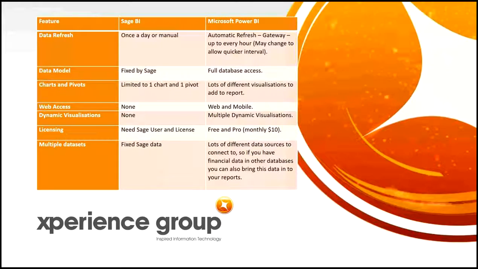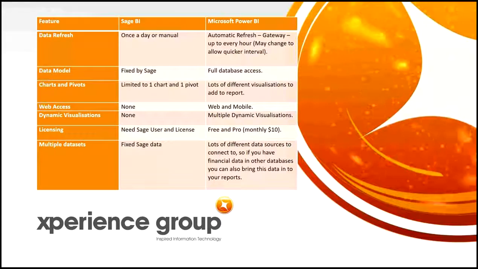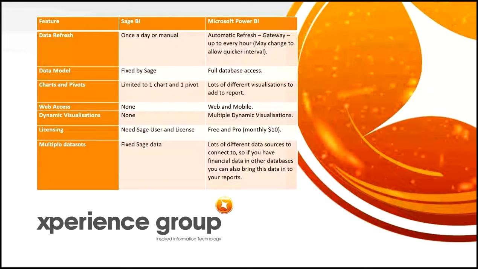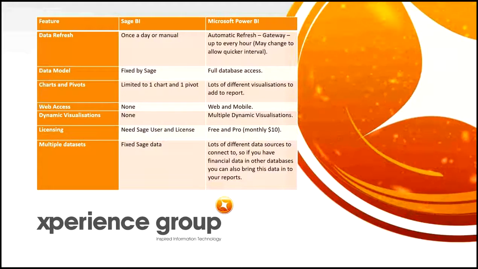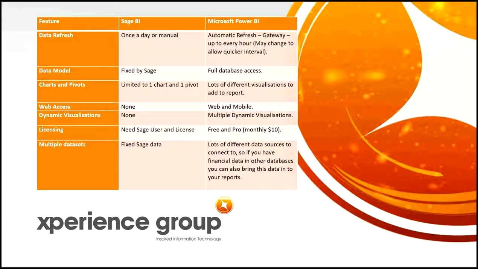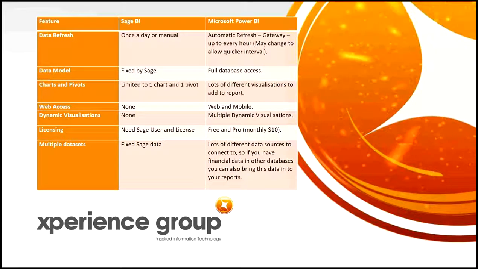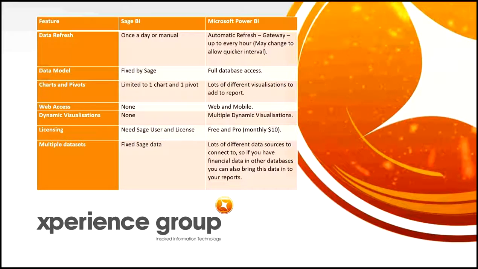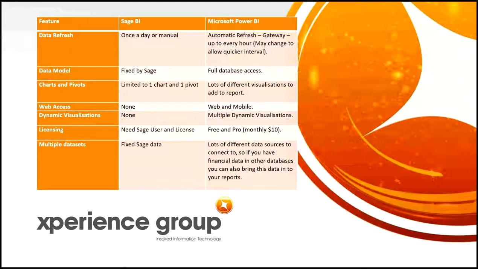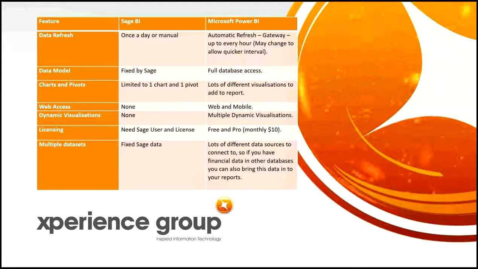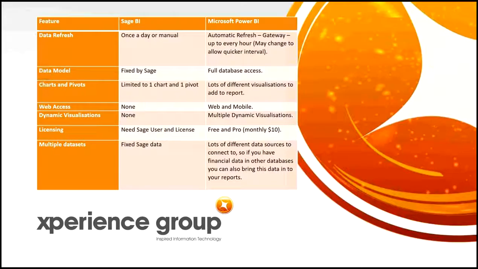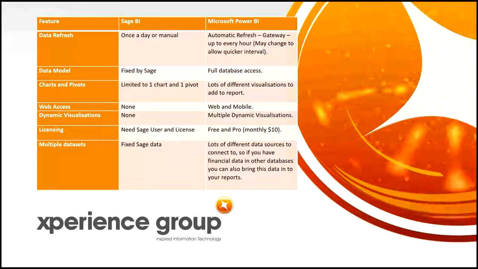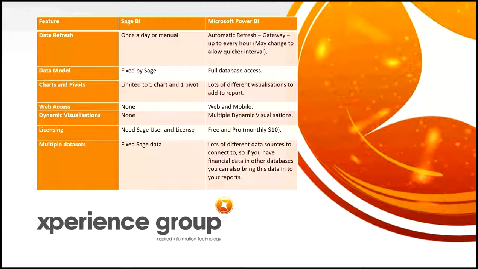The data model that you use in Sage BI is very fixed with the data that Sage has pulled back from the databases. So whatever fields and columns they pull back, that is what you're limited to. With Power BI, obviously you can connect up to the SQL database. You can then grab any of the tables, join them all up so they're linked with the relationships, and then you've got full database access. So if you know the Sage database, or if you're quite database savvy and you can examine the tables and see how the data is linked, that is the key bit.